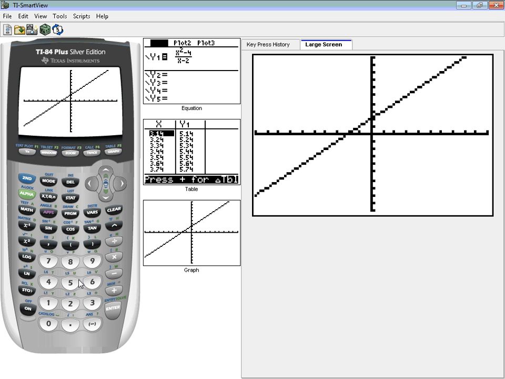Yep. Okay, guys. This is your graph. Is everyone on this graph? Yeah.